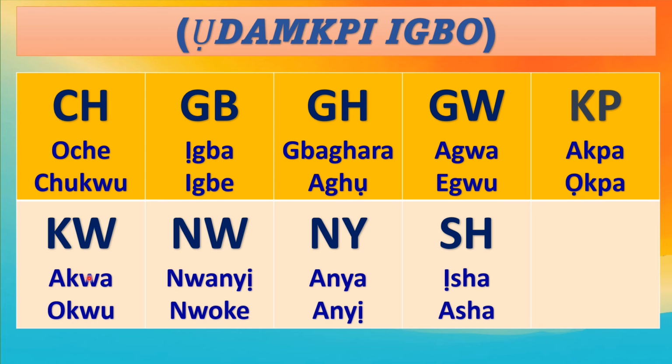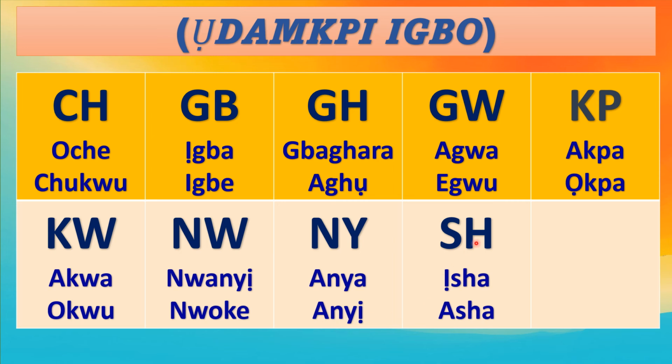We also have nw. So we have nw as in nwanyi, that's a girl, a female. Nwoke, that's male. We also have ny, as in anya, that's eyes. Anyi, that's we.